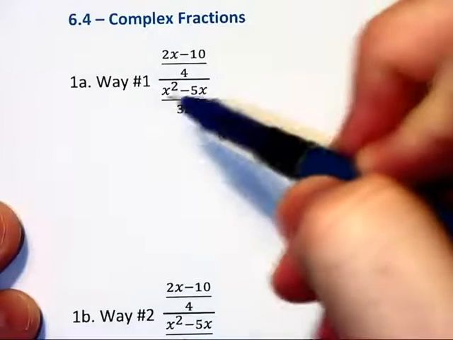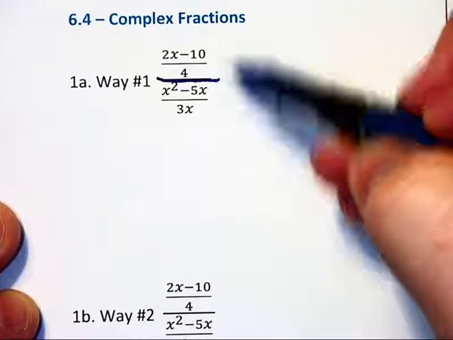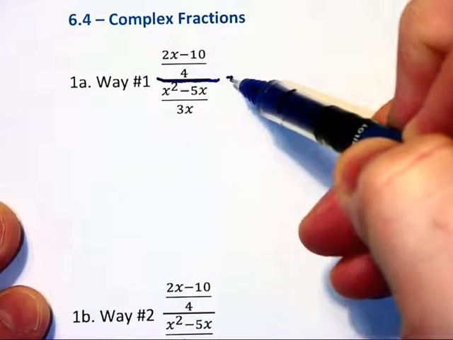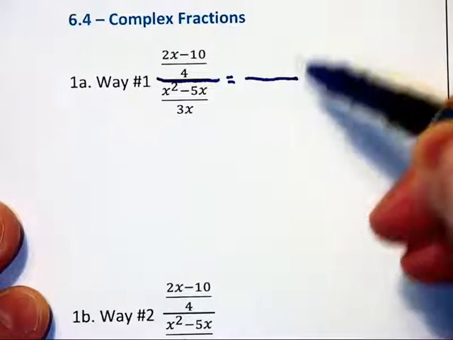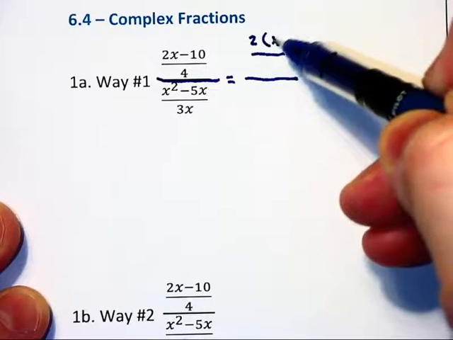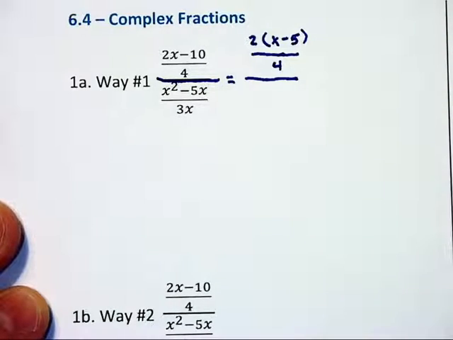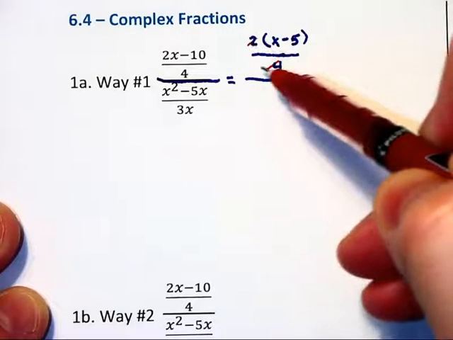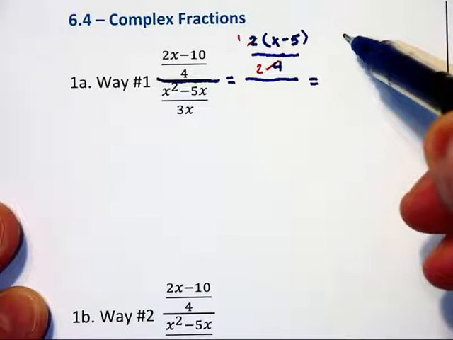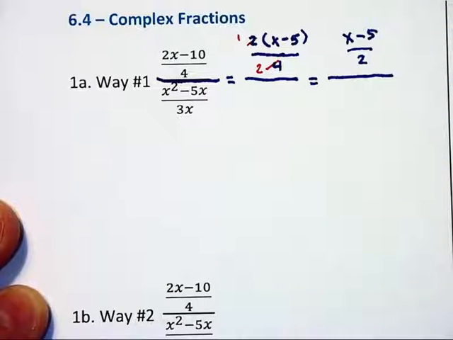The first way is to focus in on this main division bar and simplify the numerator and denominator of the main fraction. To do this, I would want to reduce each of those fractions. For this first fraction, I would want to factor a 2 out of the numerator to leave me with x minus 5 over this 4, and then cancel the 2 and 4, which are factors, and rewrite this as x minus 5 over 2 up in the numerator of this very large fraction.